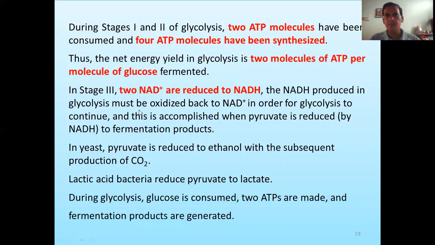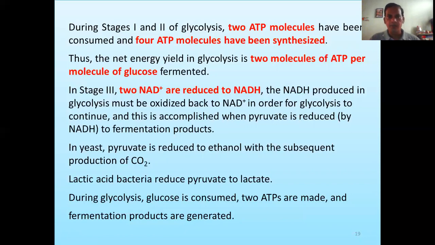In stage 3, 2 NAD are reduced to NADH. The NADH produced in glycolysis must be oxidized back to NAD+ in order for glycolysis to continue. And this is accompanied when pyruvate is reduced to fermentation products. In yeast, pyruvate is converted to ethanol with the subsequent production of carbon dioxide, and in lactic acid producing bacteria, they reduce pyruvate to lactate.